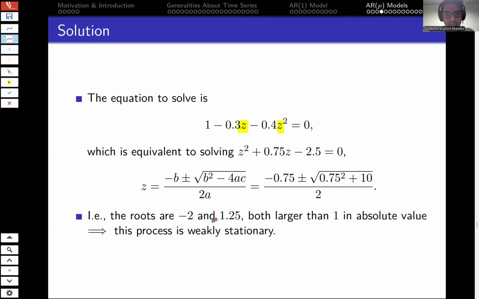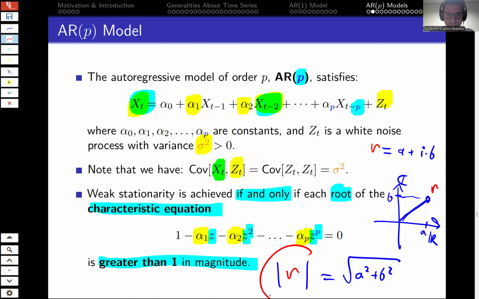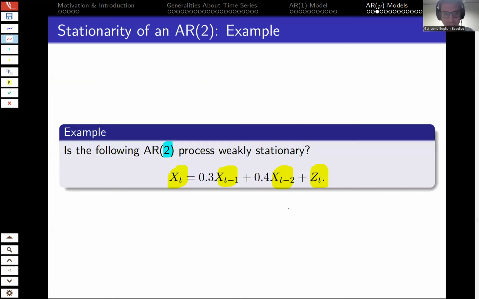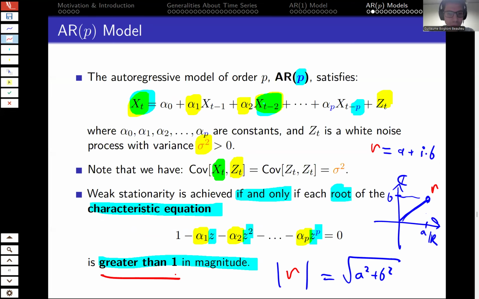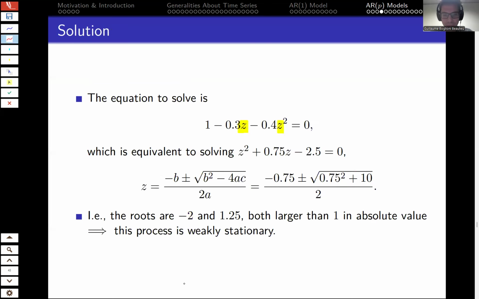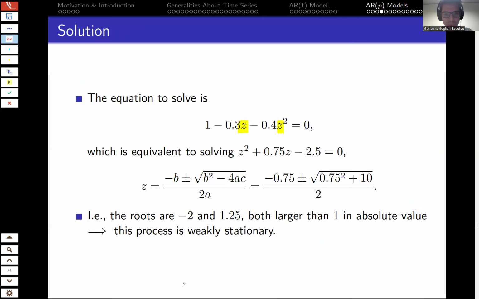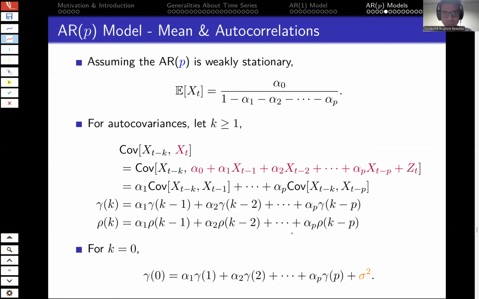Now this one is negative, but as I said, what you care about is the magnitude of the number. So in our case, the magnitudes are 1 and 1.25. Both are larger than 1. Strictly larger than 1. Careful about that. It really needs to be strictly greater than 1. If for some reason you have a root that is exactly 1, you cannot conclude you have stationarity. It needs to be strictly larger than 1. So here, yes, we have weak stationarity.